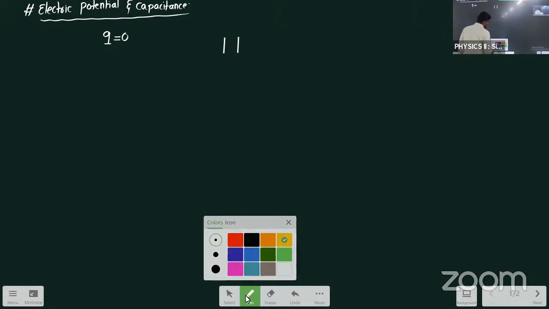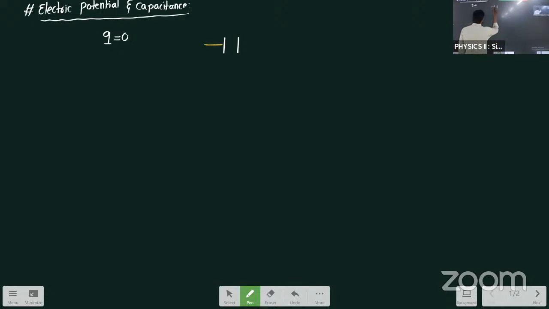Zero charge. Next, I apply some potential to this capacitor. I connect a battery of potential V to this capacitor. This is the positive terminal of the battery, and this is the negative terminal. What will happen? Now the capacitor starts to charge. Let us assume this is initial and this is final. The charge inside the capacitor is Q. Initially, I hadn't connected the capacitor to any battery, so the initial charge inside the capacitor was 0.